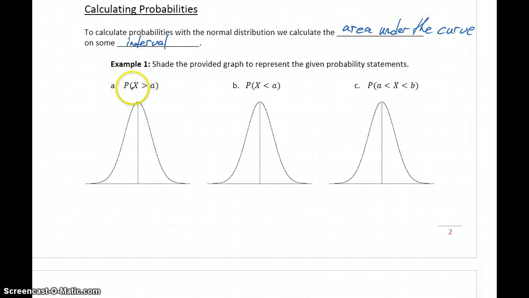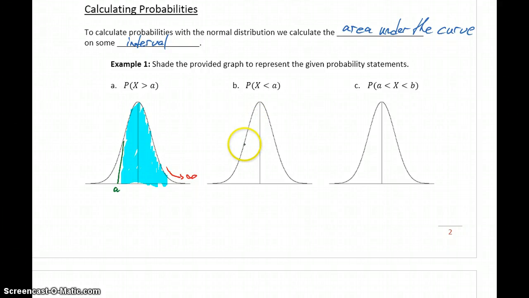So in part A, we want to find the probability that some value x is greater than A. So assuming that our point A is here along the x-axis, we want the probability that x is greater than that, meaning we want to shade the area under the curve above that value A. And keep in mind that this shaded region continues to extend to the right because this curve heads off to positive infinity. So the probability that x is greater than A is represented by the area of this shaded region under the curve.